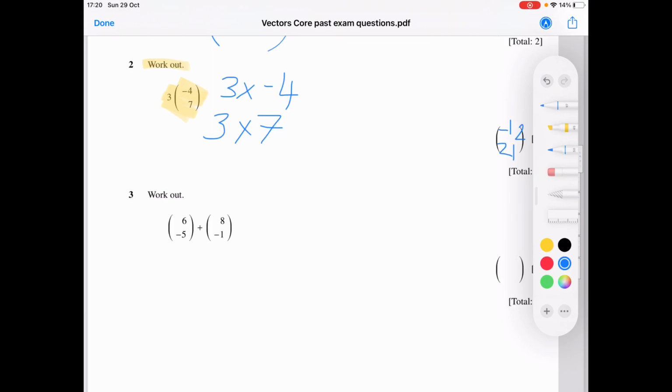Okay, so number 3 is adding our vectors together. So again, we're going to add our x values together, which is 6 plus 8, which gives us 14. And then we have our -5 plus our -1, which, a plus and a negative makes a negative. So we're doing -5 minus 1, which gives us -6.